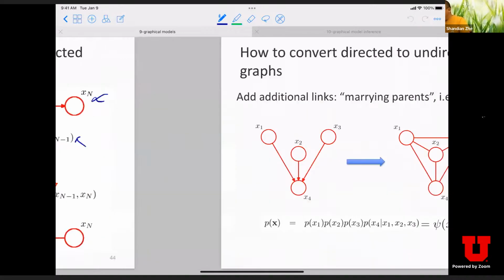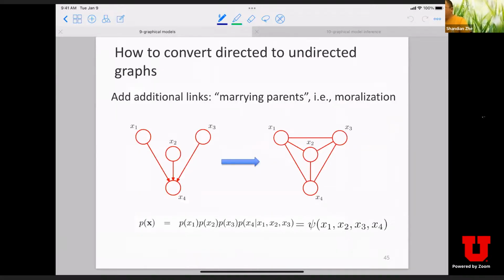So next, let us move to a more general case, right? Suppose it's not a chain network. It is more complex. Say, I have a conditional probability P(x | ...) for 3 variables, x1, x2, and x3, right? How do we convert it into an undirected graphical model?